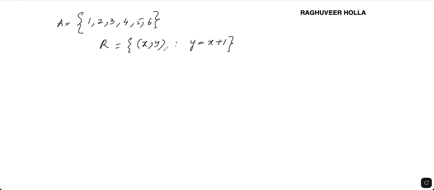Okay. Now, we know this set consists of how many elements? Here you have 6 elements. So here R is defined as y is equal to x plus 1, right? Let us write down what all the relations we have.